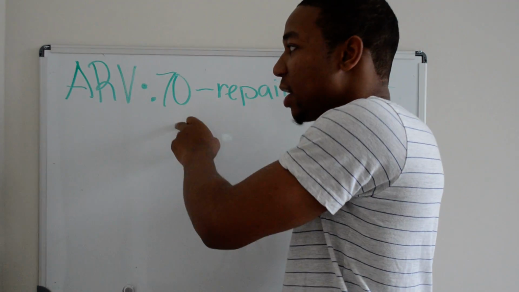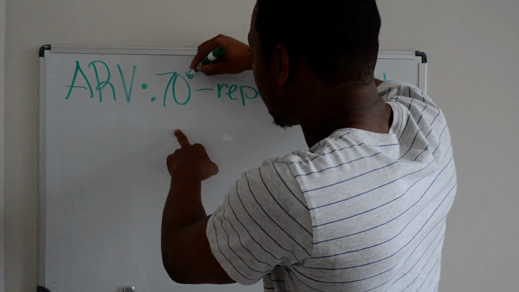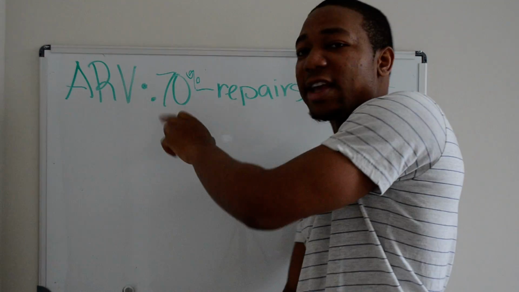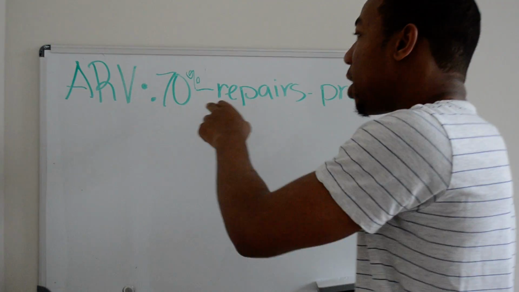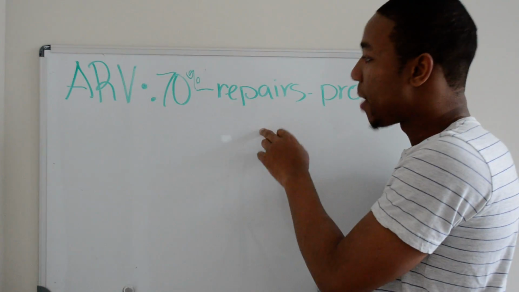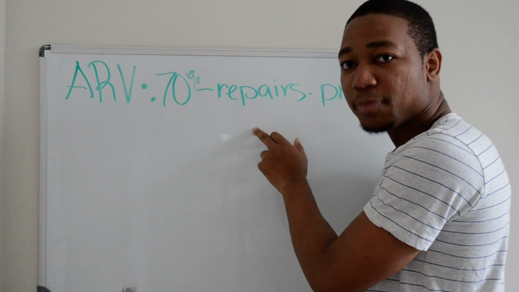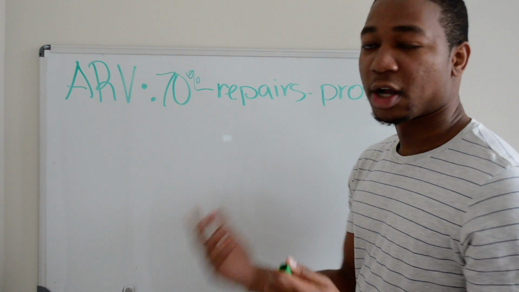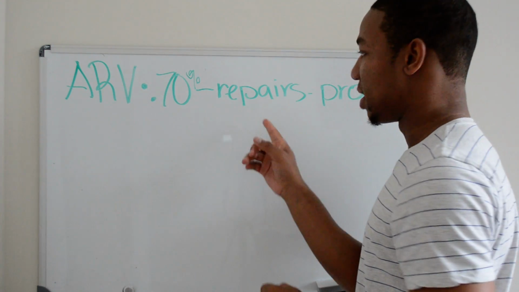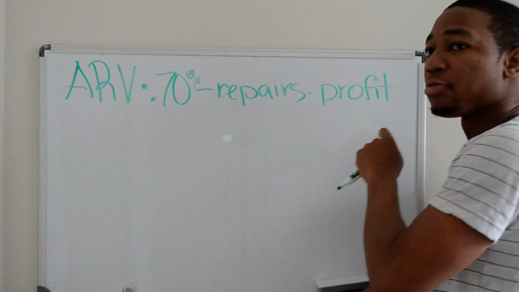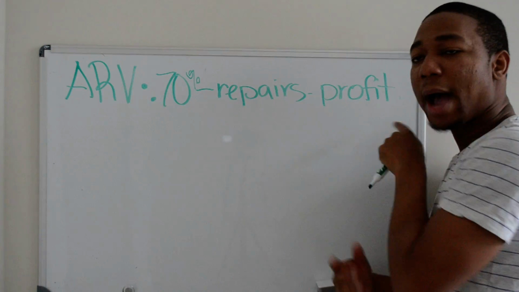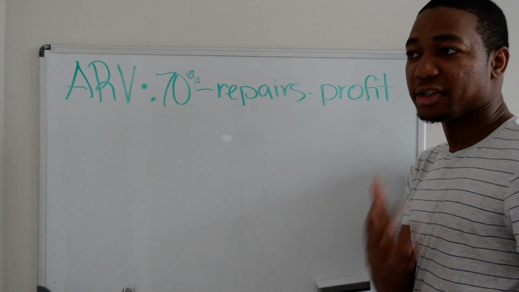Times 70% or 0.70 minus the repairs. The repairs is how much work is this property going to need? How much is it going to cost for us to renovate this property? That's what repairs are. And then minus profit. Profit is how much do you want to make on this deal.